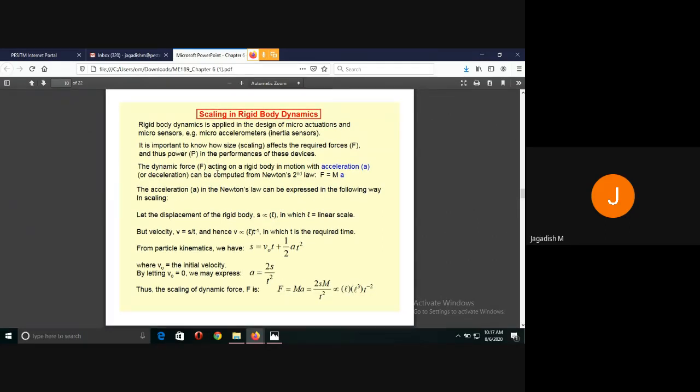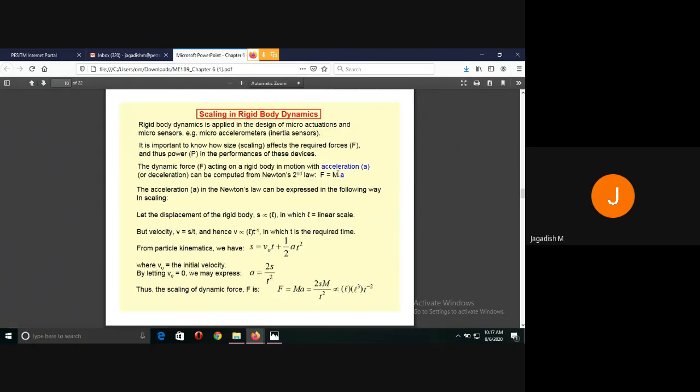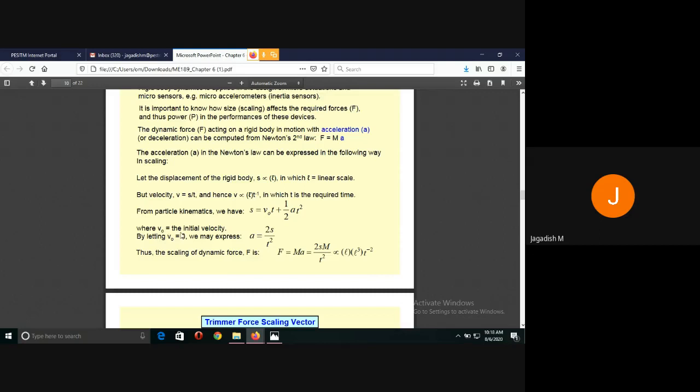Now, first we need to establish the rules like this. We know that F is equal to mass into acceleration, and the distance can be given by the initial velocity into t plus half into acceleration into t squared, where v naught is the initial velocity. If v naught is equal to 0, then I can express acceleration as 2 times s by t squared.